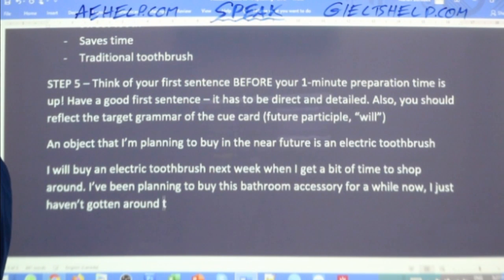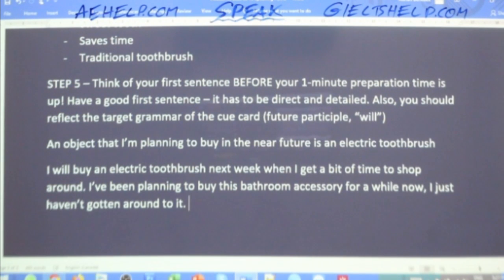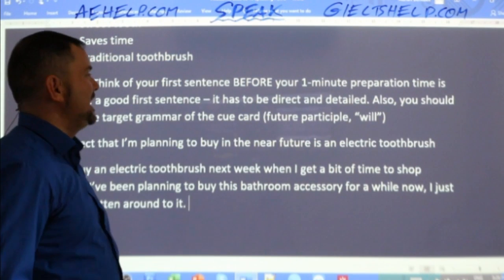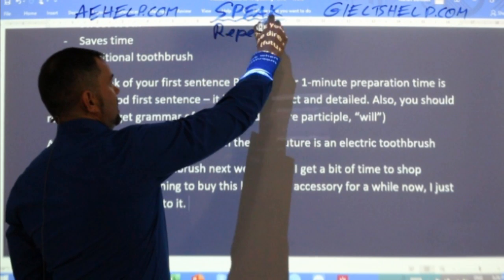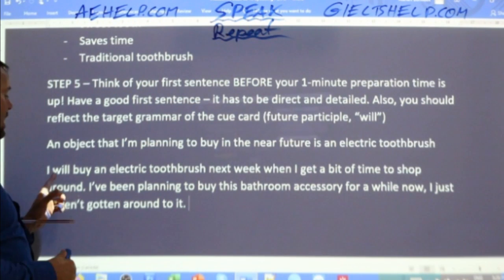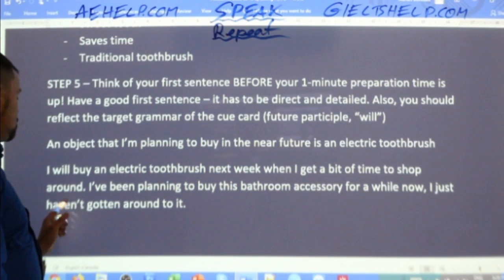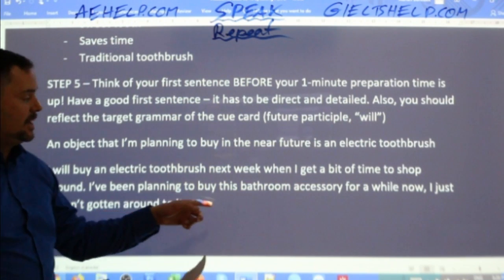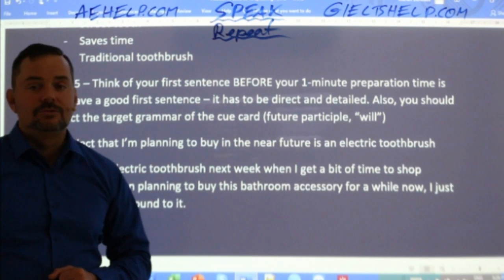around to it, okay? So again, students, nice, natural language. Speak, speak, speak, and repeat. Please repeat me when you hear me say these sentences. One more time. I will buy an electric toothbrush next week when I get a bit of time to shop around. I've been planning to buy this bathroom accessory for a while now. I just haven't gotten around to it.